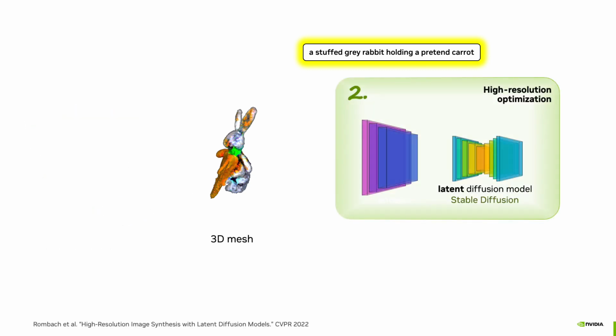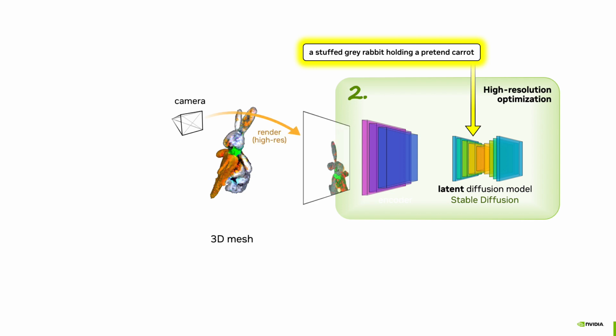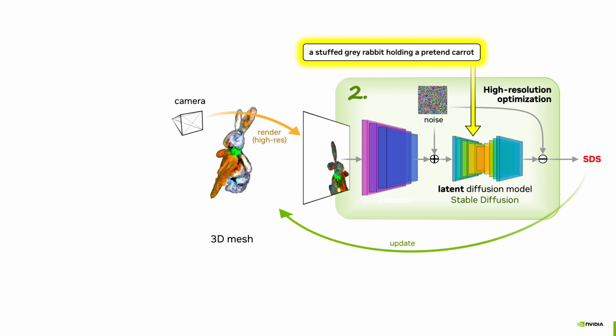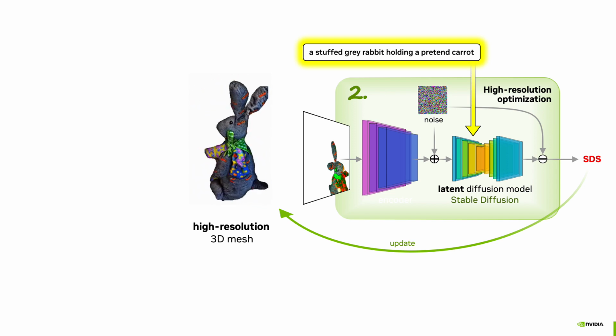We use Stable Diffusion as the high-resolution diffusion model here, conditioned on the same text prompt. As in the first stage, we sample a camera and render the image, this time at a higher resolution. We encode the image into the latent space and follow a similar procedure to add noise, denoise it with the U-net, and finally compute the SDS loss. The gradients are backpropagated to update the texture and geometry of the 3D mesh. Mesh optimization can be very fast using differentiable graphics rendering engines, allowing us to render and optimize at a much higher resolution. As a result, Magic3D can generate detailed texture and geometry on the 3D mesh.